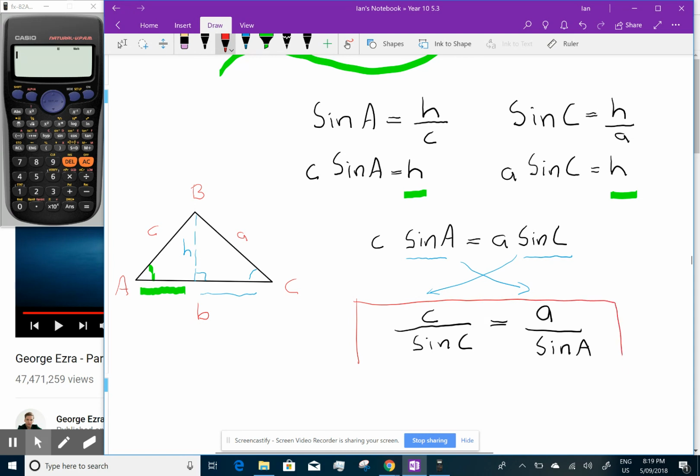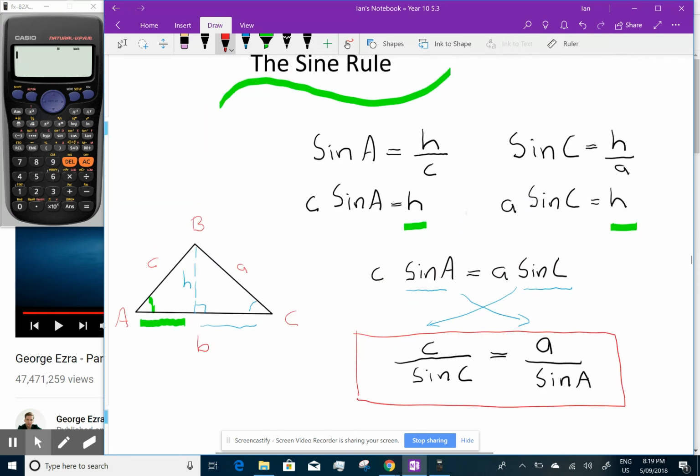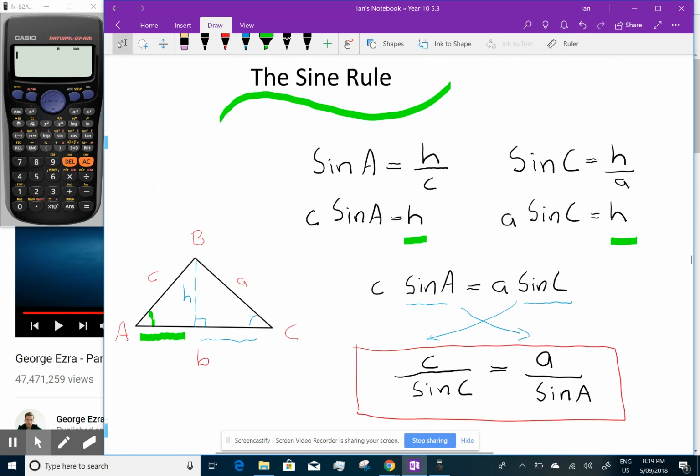Now, when you see it, you'll see it as three terms, because we could have dropped the altitude anywhere. We could have dropped the altitude from any of the other vertices.